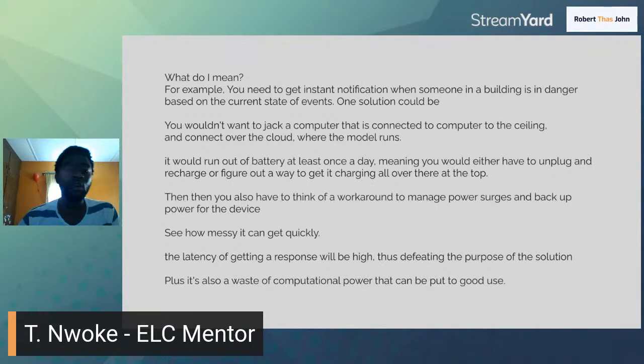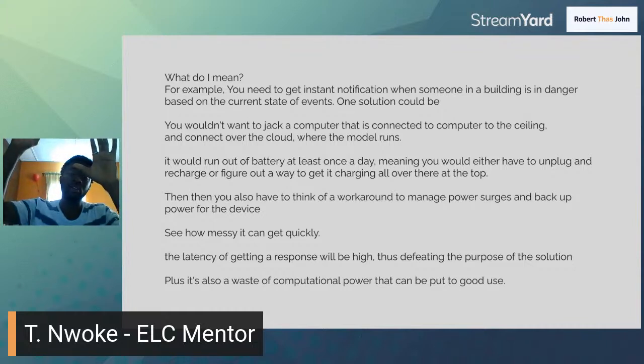So what do I mean? Let me just give an example to shed more light on this. You need to get an instant notification when someone in a building is in danger based on the current state of events. So the idea is, let's say in a mall or in a workplace, in an office, someone is in danger. How can you tell that the person is in danger, right? You want to have a camera placed somewhere, right?